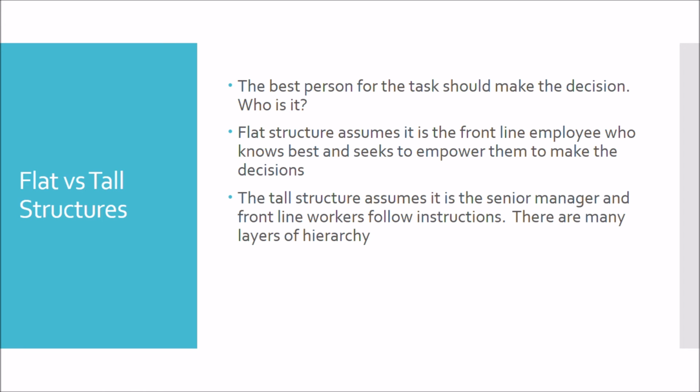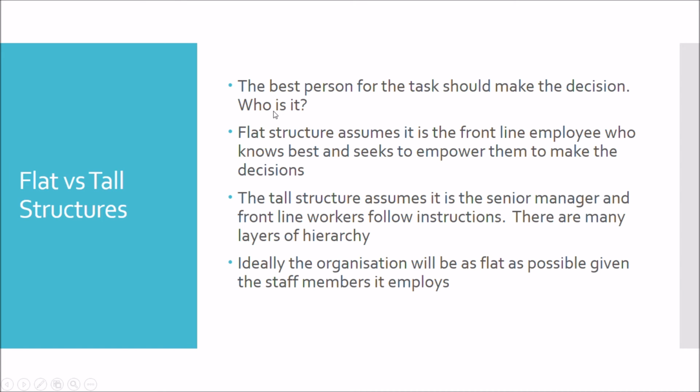A tall structure is assuming that it's the senior manager who knows better. Really, there'll be a series of hierarchies to go through because the senior manager can't do everything, and the frontline workers follow instructions. There are many layers of hierarchy. In an ideal world, the organisation is going to be as flat as possible, given the staff members that it employs. But that level of flatness is going to be dependent upon the type of people it employs and the work that it does. So that's what we got into before we go into flat versus tall structures.